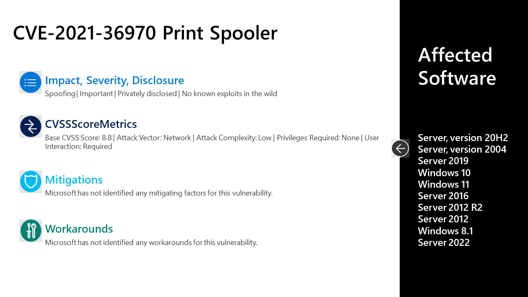The affected software is all versions of in-support Windows, from desktop 8.1 up through 10 and Windows 11, as well as supported server versions going back to 2012 all the way up through Server 2022. Please note that the cumulative updates, monthly rollup updates, or security-only updates include the fix for this print spooler vulnerability. There are no extra steps here. Install the update and you'll be protected from this vulnerability.